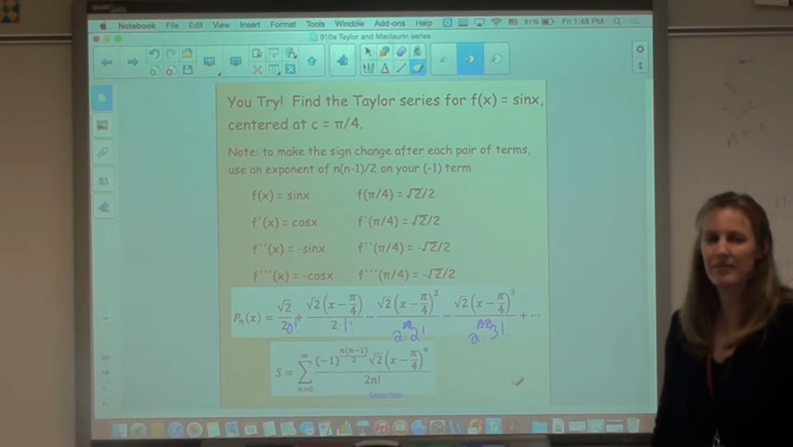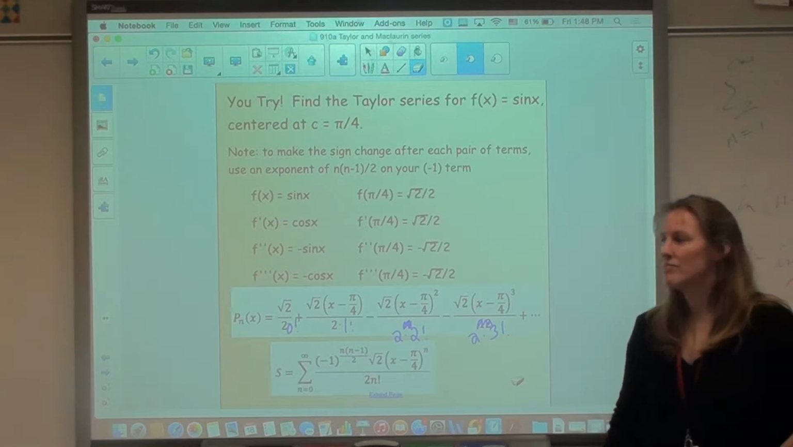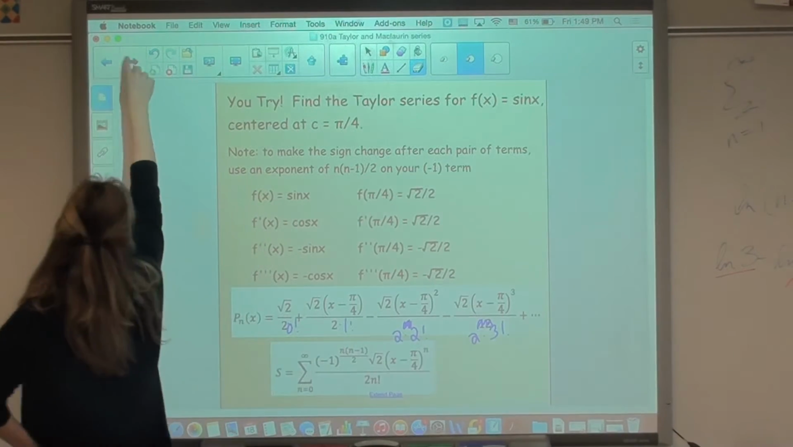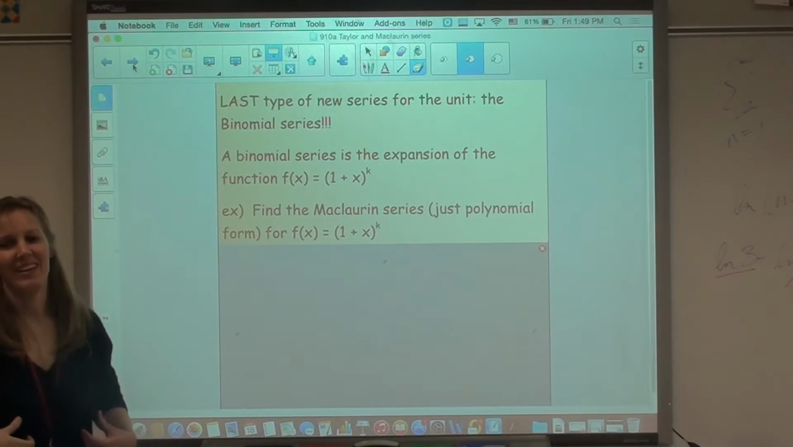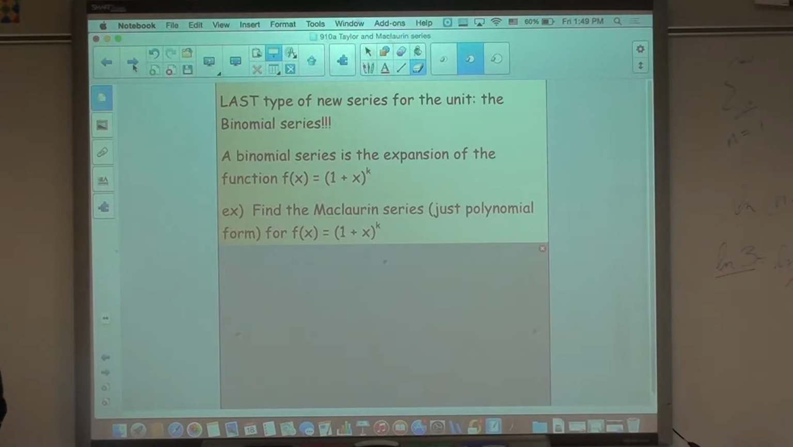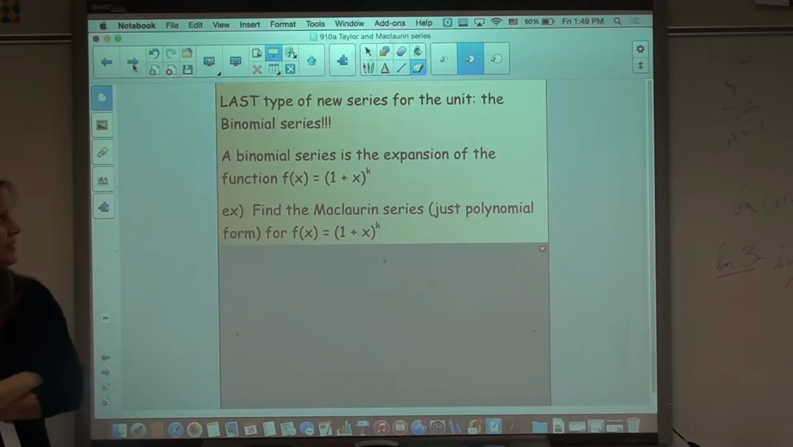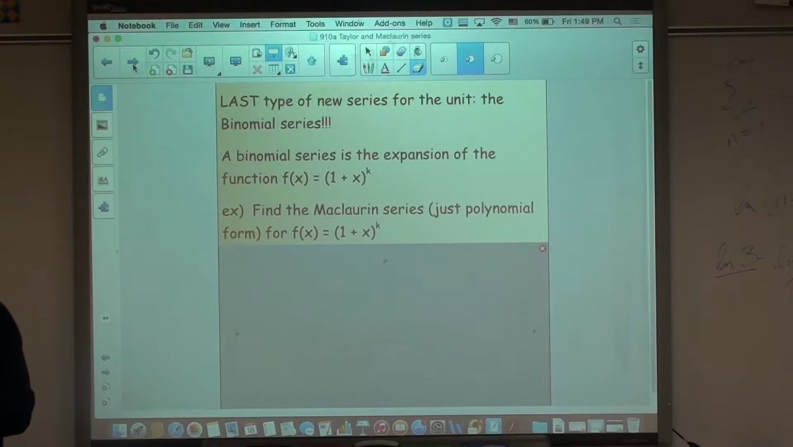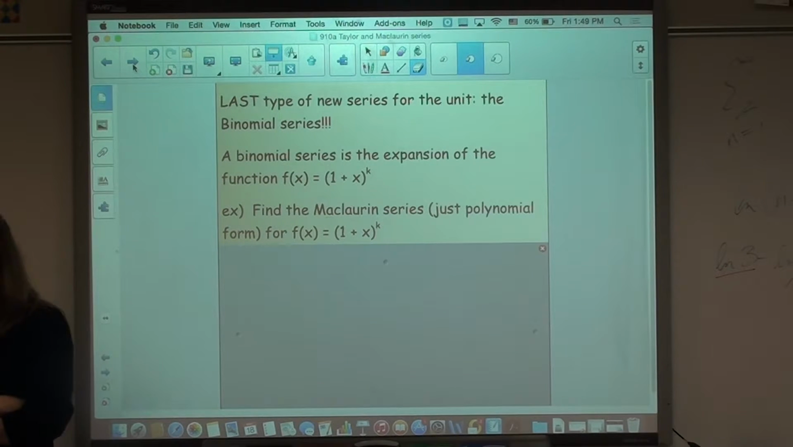Is this the farthest we're going to go with these problems? Can we not go further? Let's go a little further. Okay. No, they don't get much harder, you just change. So, the last type of series that we are going to learn in this entire unit is the binomial series. You have done binomial expansion in the past, right? It is fun stuff.